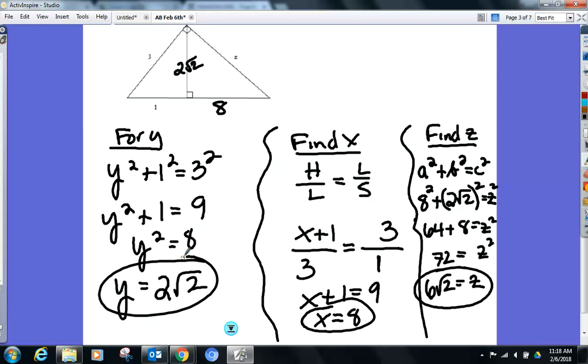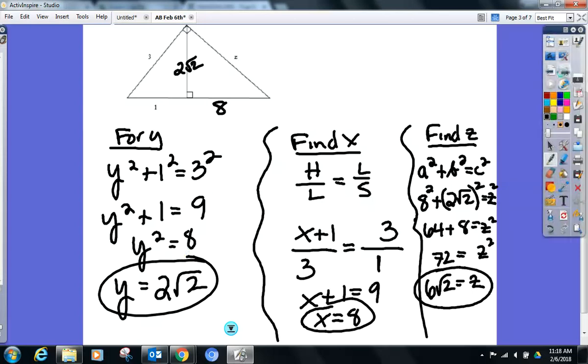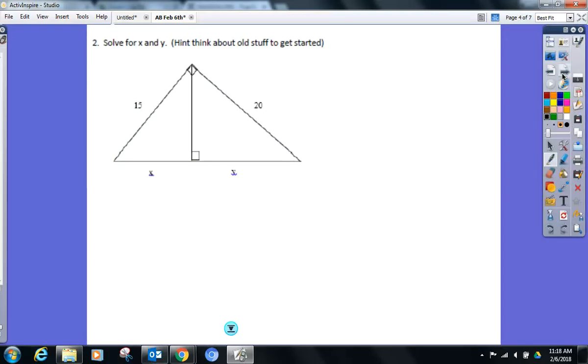Whew, a little tougher now, huh? Got to take our time. What's going to work? What's not going to work? All right, one doesn't make you great, though. Let's keep going. Solve for x and y. Everyone like my hint? Think about old stuff to get started. What do I mean? Like expired food? Senior citizens? Was that too bad? Too rough? Sorry. What a hint. Think about old stuff to get started.